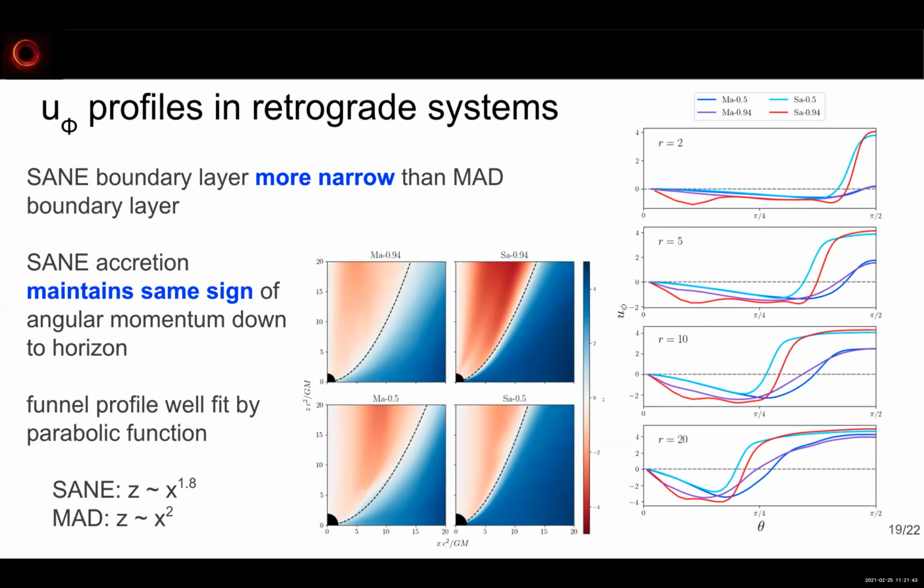So the first is that, perhaps unsurprisingly, the SANE simulations have a more narrow and defined boundary layer compared to the MAD simulations. And you can understand this, I think, from the perspective of remembering that MAD accretion is very choppy, MAD accretion is very hectic. So you will have a lot of kind of stray features in your MAD accretion that kind of spread out.